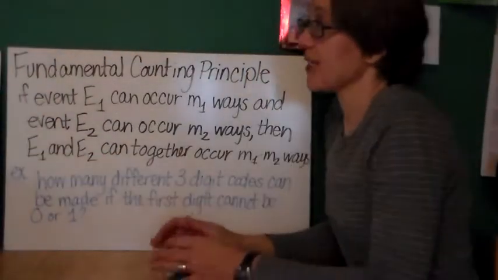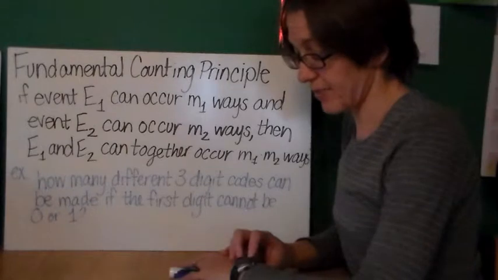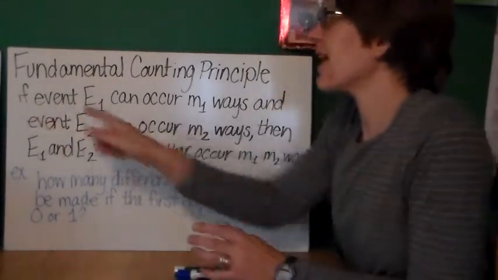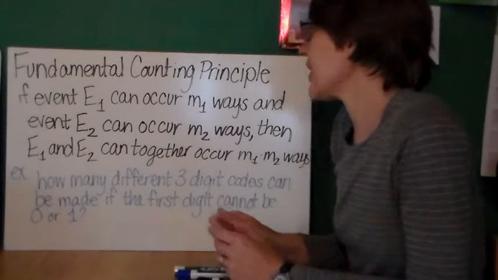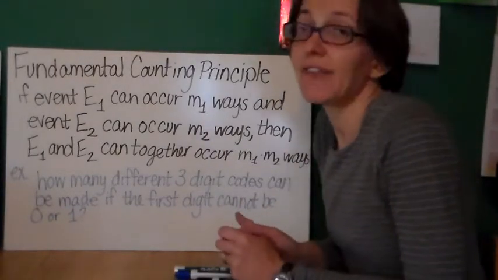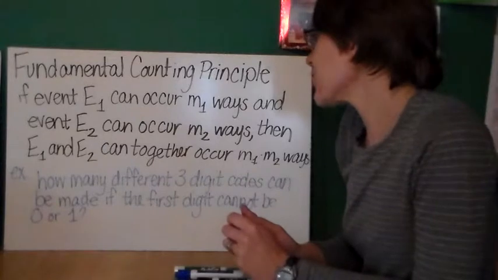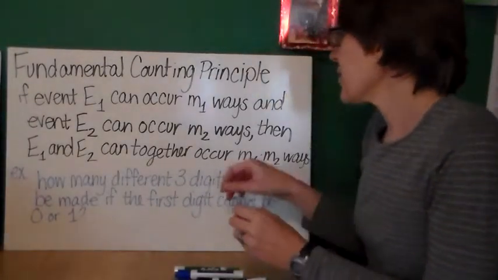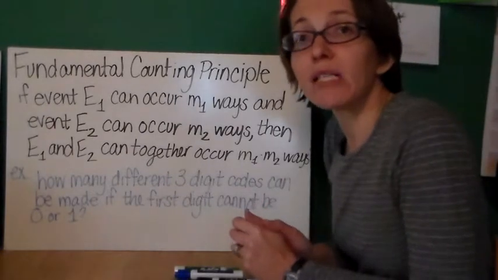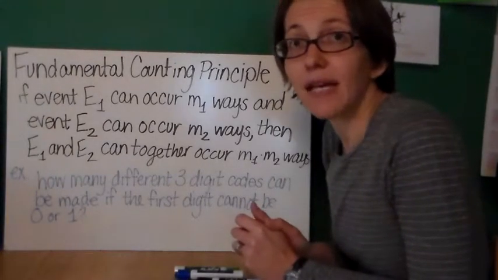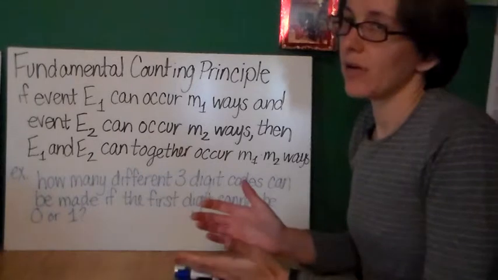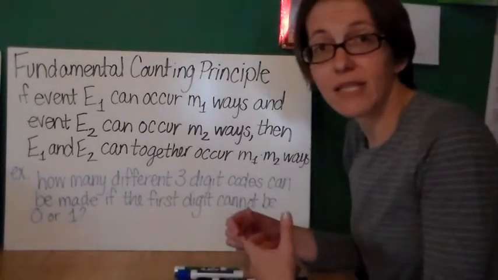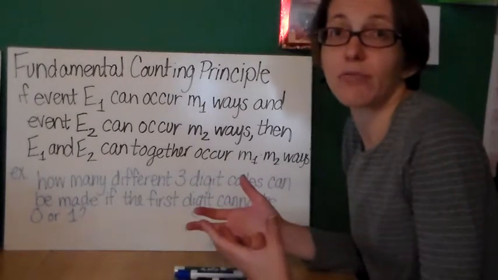The first thing I want to talk about is the fundamental counting principle. The fundamental counting principle says if event E1 can occur in M1 ways, and event E2 can occur in M2 ways, then E1 and E2, if they occur together, we can find the number of ways by multiplying M1 times M2. So this basically means that you find the number of ways the first event can occur, the number of ways the second event can occur, and multiply those two numbers together.